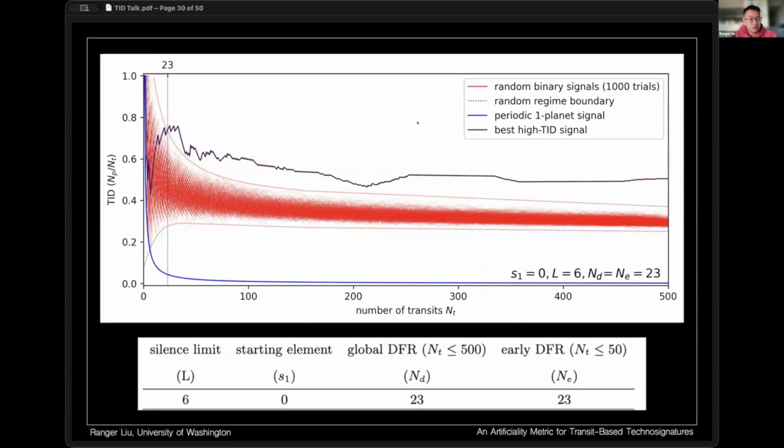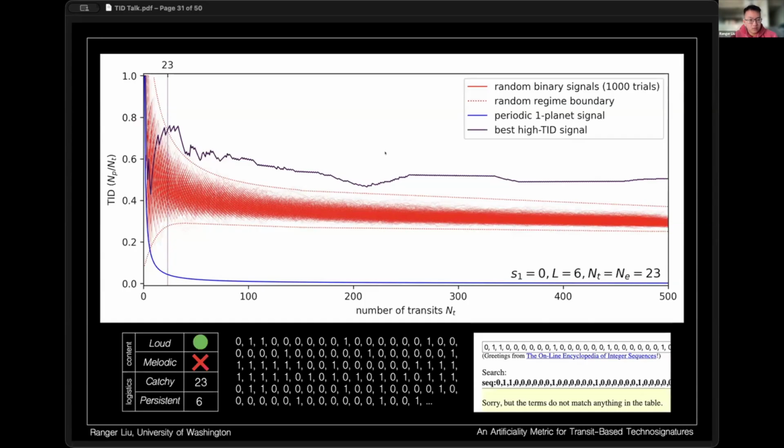And finally, we chose our best high TID beacon as this one, which had the lowest silence limit and also the lowest DFR, so the best catchiness score as well. So we can fill out the scorecard for this signal, which is very loud and has a catchiness score of 23 and a persistence score of 6, the silence limit.